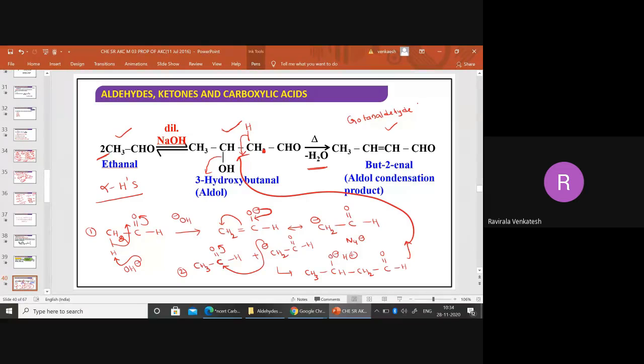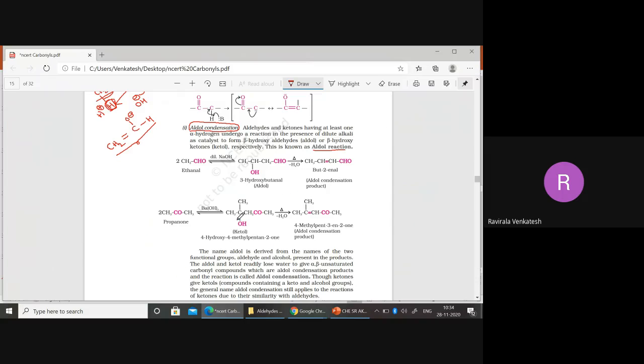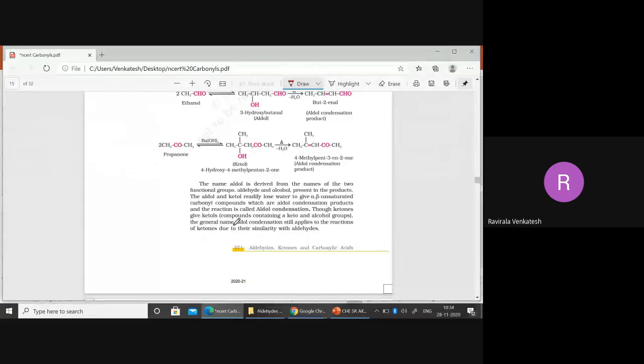This is the mechanism. Is it difficult or easy? It's very simple, something difficult only. So in that case, what will we do? How to remember the products here? We'll do some shortcuts for this one.